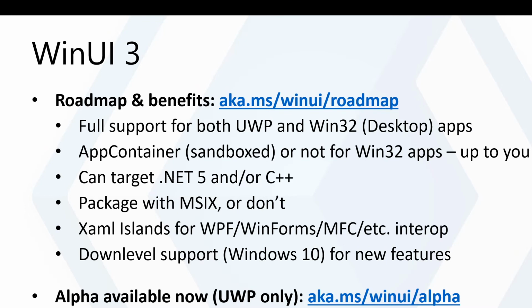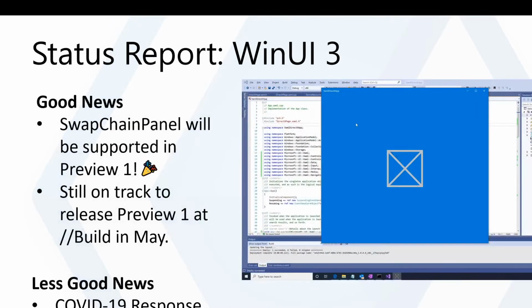It works on UWP only, but you can access it at aka.ms/winui/alpha. This is just a mini timeline in 2020. We have our WebView preview, our 3.0 preview, open source, and then release to market. I just want to clarify, we have .NET 5 for desktop apps in Preview 1, but not yet for UWP apps.